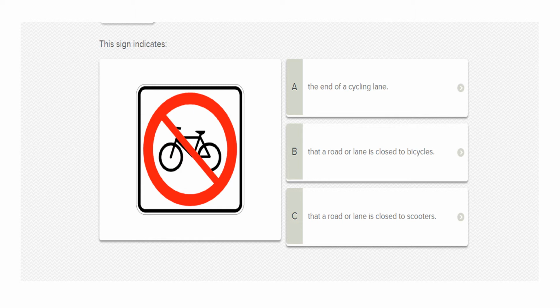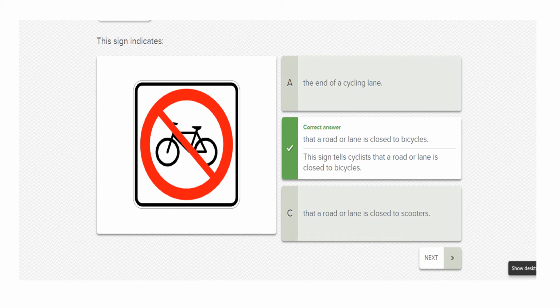Option A, the end of a cycling lane. Option B, that a road or lane is closed to bicycles. Option C, that a road or lane is closed to scooters. And our correct answer is that a road or lane is closed to bicycles. This sign tells cyclists that a road or lane is closed to bicycles.